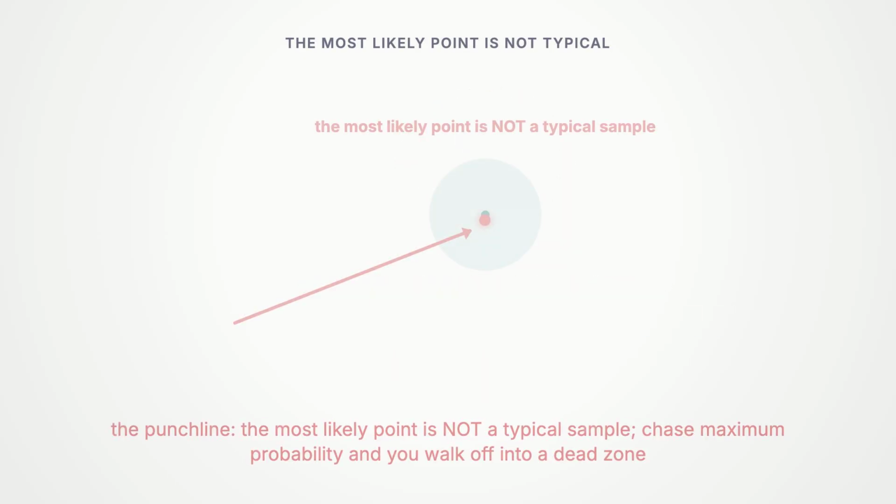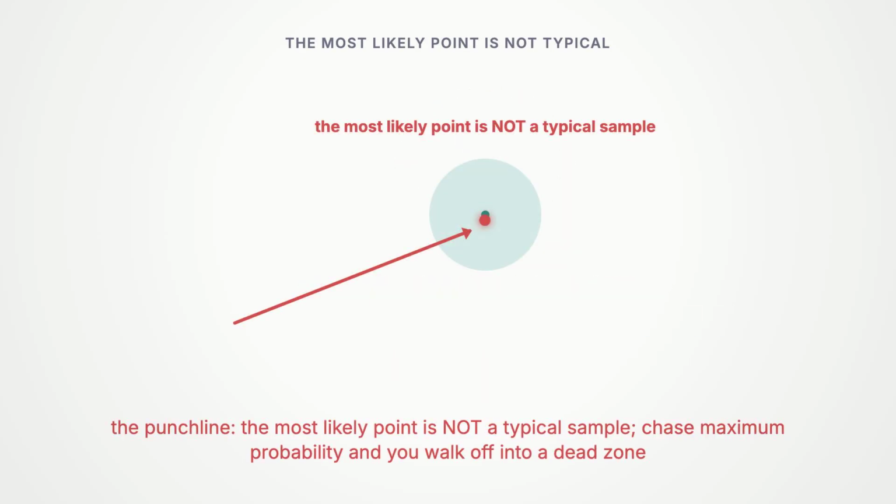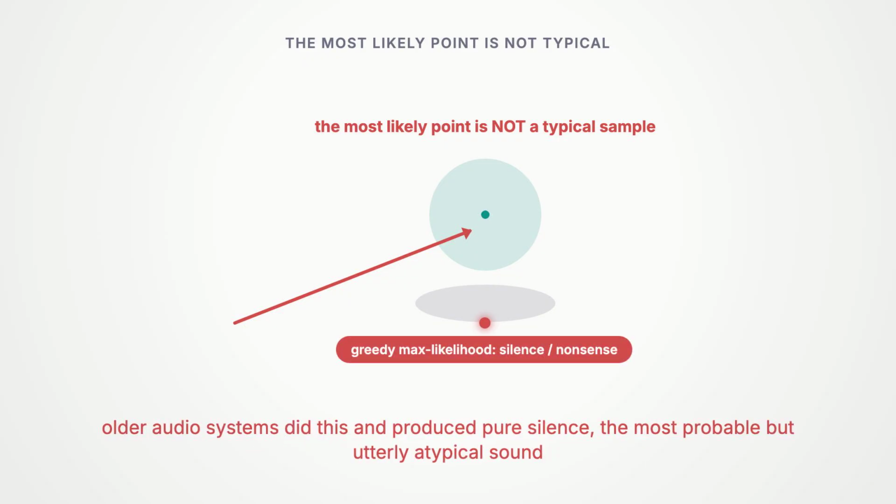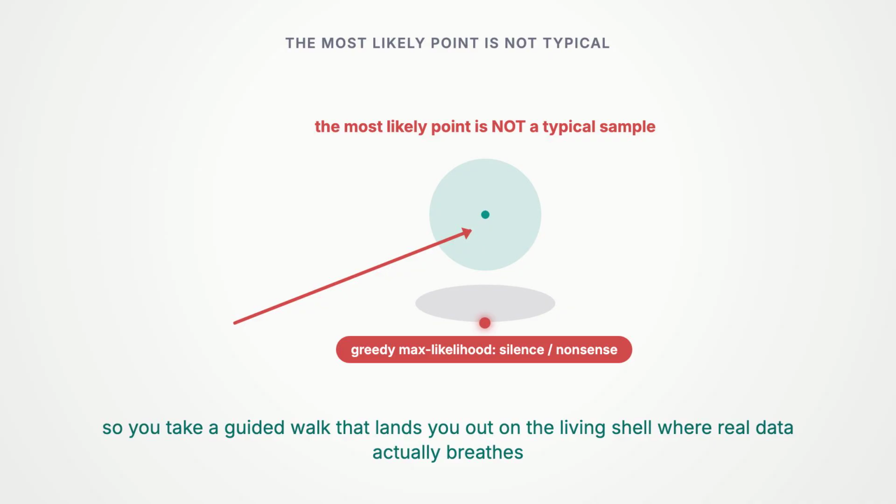This is the deep punchline. The most likely point is not a typical sample. If you greedily chase maximum probability, you walk straight off the surface of real things and into a dead zone, and you get nonsense. Older audio systems did exactly this and produced pure silence, the single most probable but utterly atypical sound. This is the real reason you cannot just leap to the most probable image. You have to take a guided walk that lands you out on the living shell where real data actually breathes.